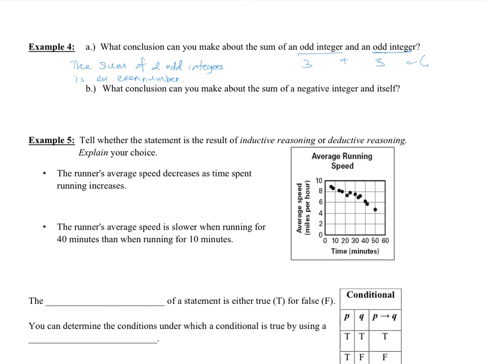Okay, part B. What conclusion can you make about the sum of a negative integer and itself? -1 plus -1 gives you -2. And then let's find another one. -2 plus -2 equals -4. So we could say that the sum is twice the negative integer.